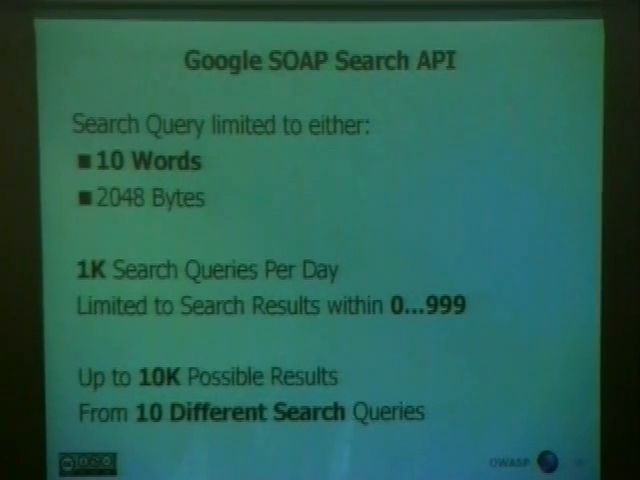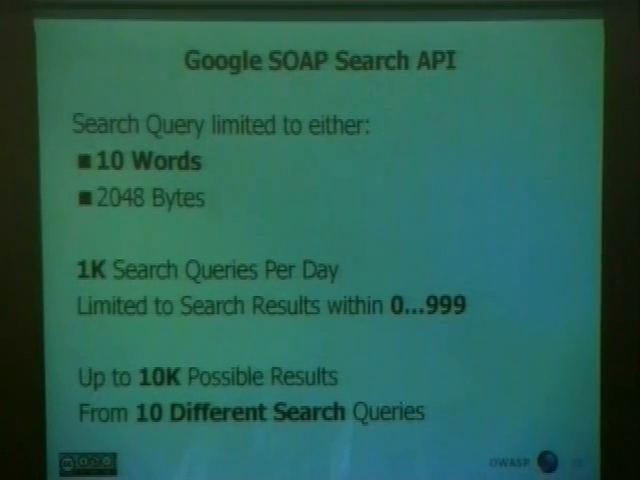The searches themselves are also limited. Within the 10 words, you can only use 2048 bytes, so it's possible to reduce the number of words you have available even further. Now, with each Google SOAP Search API key, you're limited to 1,000 search queries per day, and you can only search up until the 1,000th search result.